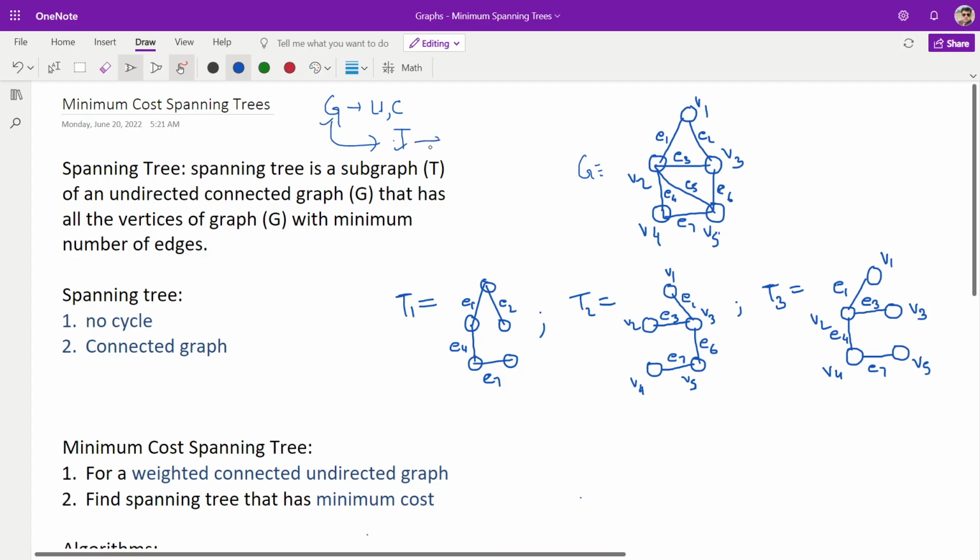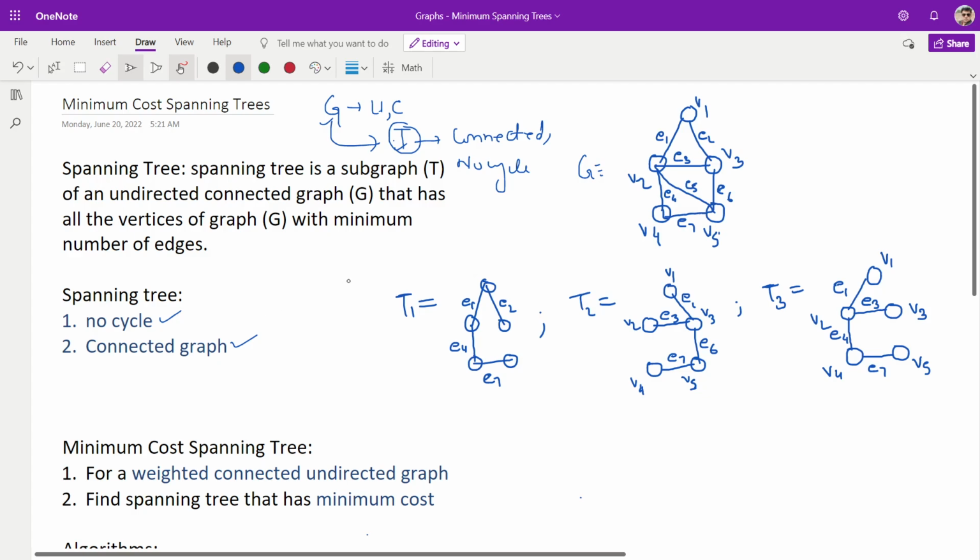Minimum number of edges means only those edges should be there that make sure that this subgraph is connected, and there must also not be any cycle. Only those edges that satisfy these constraints will be part of this subgraph, and the subgraph we obtain will be called a spanning tree. So these are the important properties that a spanning tree should always have. First, there cannot be any cycles, and it will always be a connected graph, which means there is always a path between any pair of vertices.